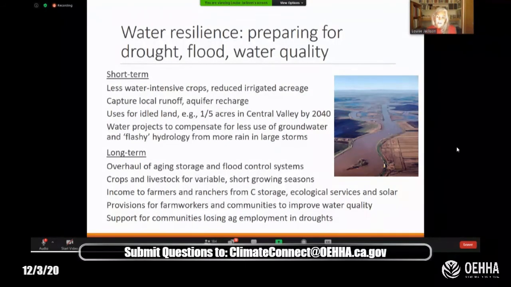The fluctuation in groundwater that we will probably expect to see, especially mid-century, is detrimental to water quality, say due to arsenic, and there have to be provisions made for farm workers and the local communities to deal with that. Similarly, there will have to be support for these communities when they lose ag employment in droughts. So these are interventions that are being spelled out in several different publications that I've listed below.